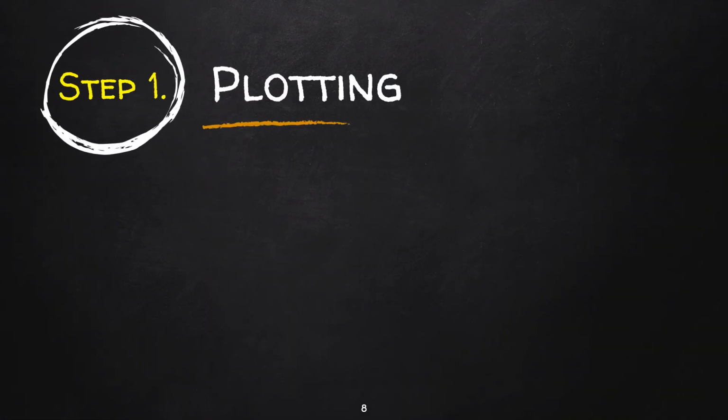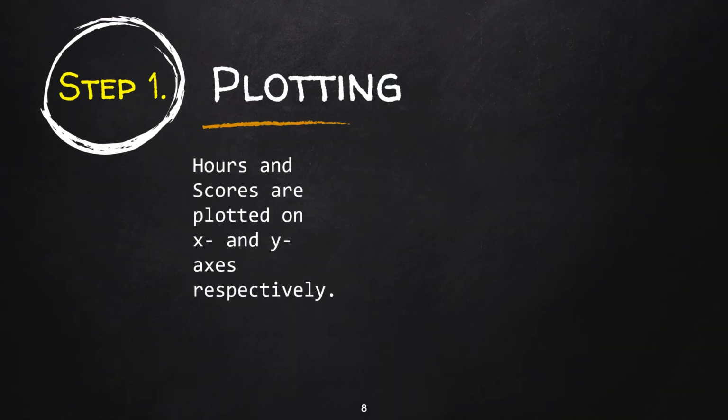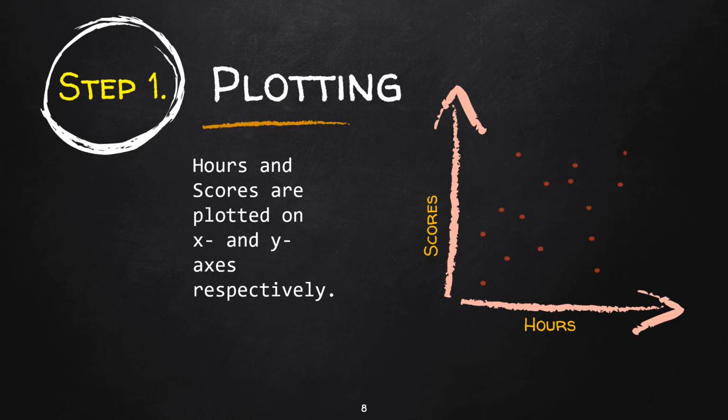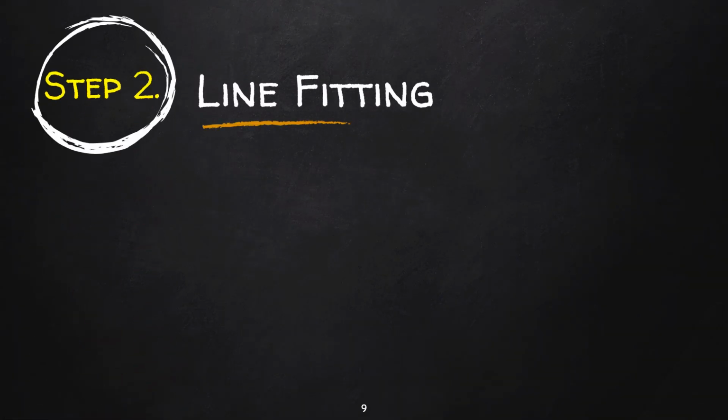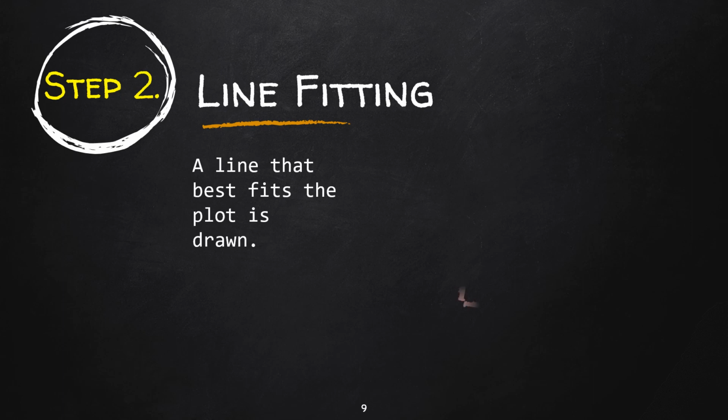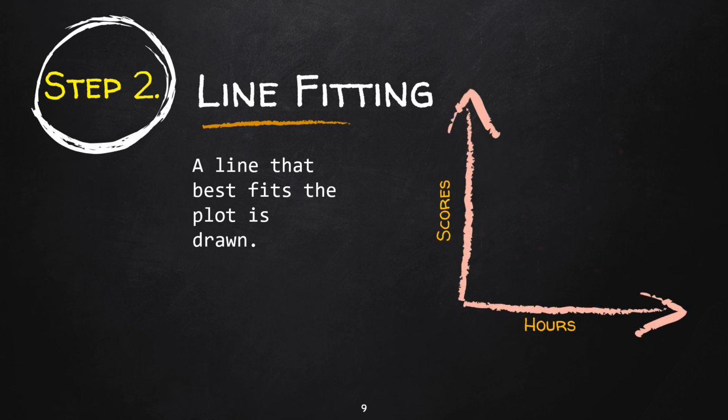Step 1: plotting. Hours and scores are plotted on X and Y axes respectively. Step 2: line fitting. A line that best fits the plot is drawn. The equation of this line is the prediction.